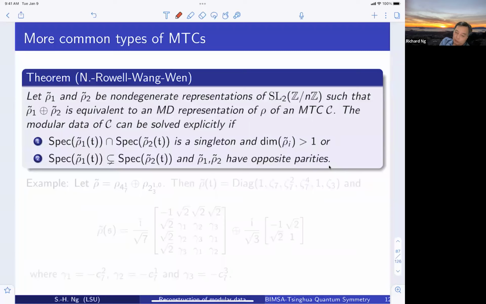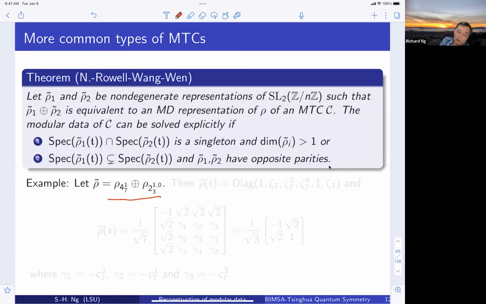If the spectrum of rho 1, the first one, is a subset of the spectrum of the second one, and they have opposite parity, we can also write down the MTC representation for this direct sum. When I say MTC representation, I mean potential MTC representation, but in the end they may not be realized. So let me illustrate a little bit of how we use the result. For example, rho tilde is a direct sum of these two irreducibles. What are they? Well, this convention is used throughout the paper.